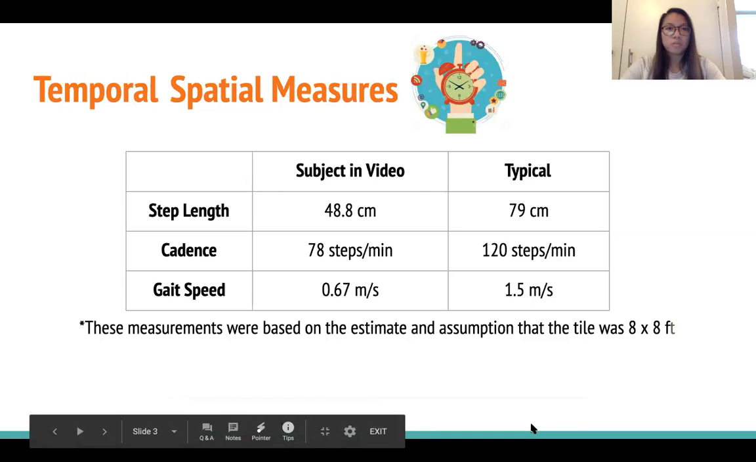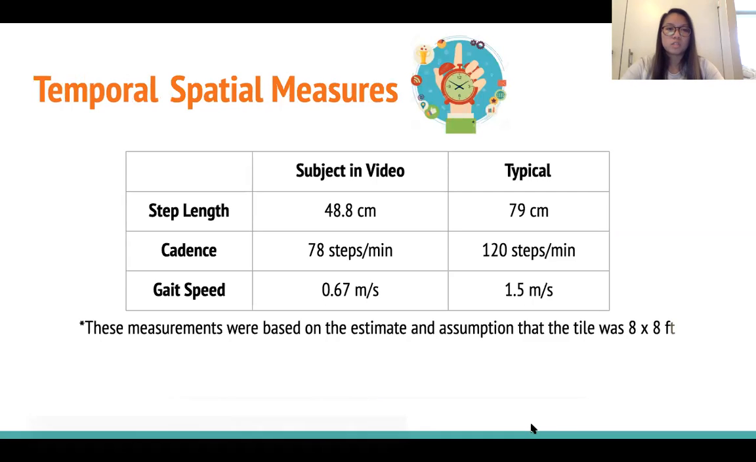So for the temporal spatial measures, we used the estimate and said that the tile was an 8 by 8 foot tile. So the take home from this slide is that the step length, cadence, and the gait speed, all three of those values were lower than normal. And based on the gait speed of this subject, the patient may have difficulty or limited ability to walk in the community and is at an increased risk for falls.